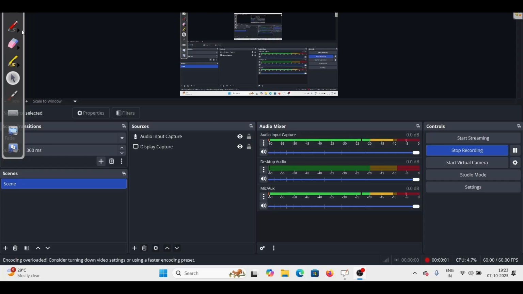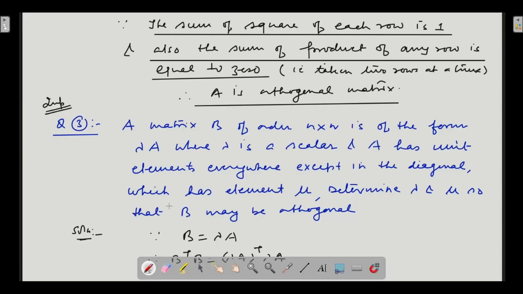Let's move on towards our next lecture of matrices. So this question number 3 is the thing which we are going to solve right now. The question says as follows: a matrix capital B of order n cross n. What does it mean by order n cross n? N cross n order simply implies that there are n rows and there are n columns.